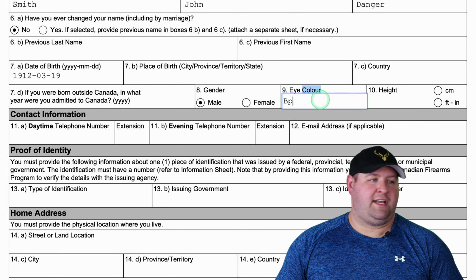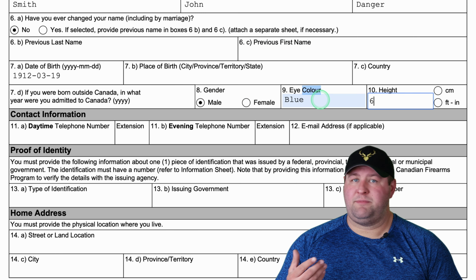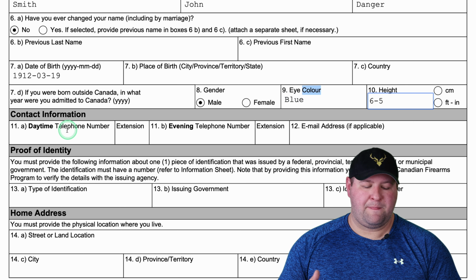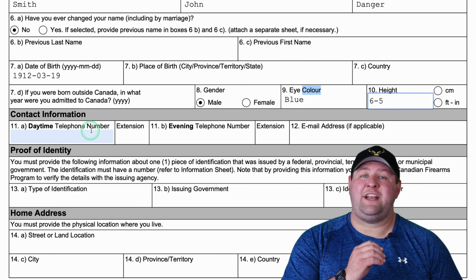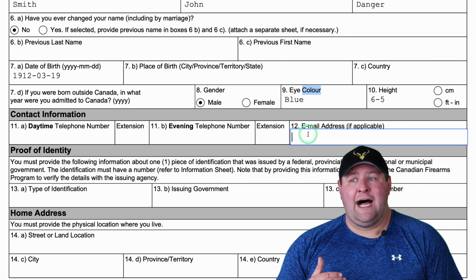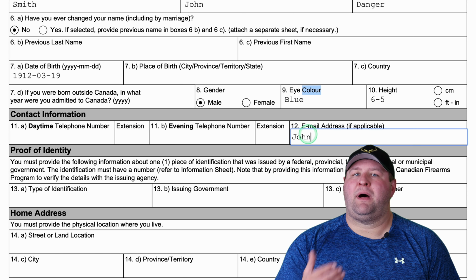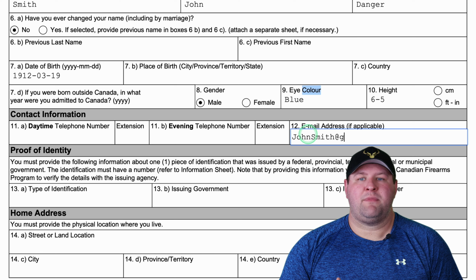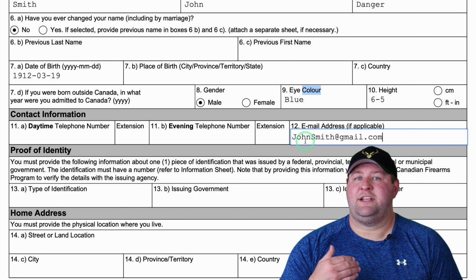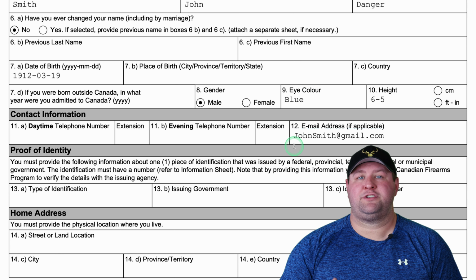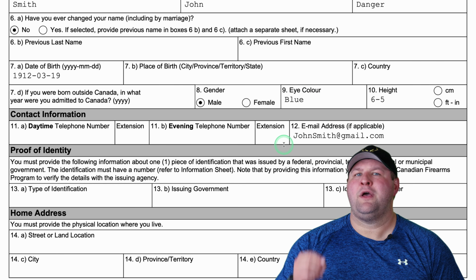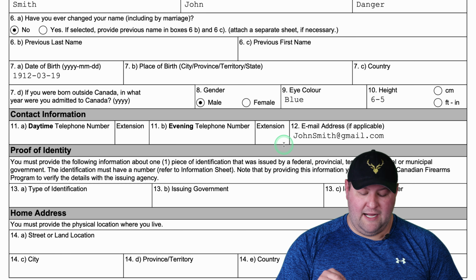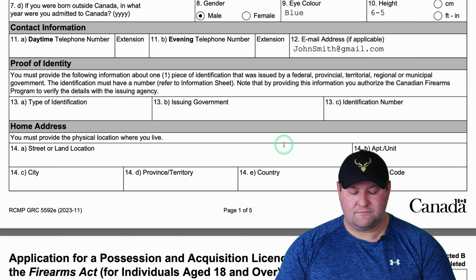Contact information, put your daytime phone number, could be your cell phone, could be your work phone number, then your evening telephone number, and then your email address. I strongly recommend writing your email address in here. So now when you buy a firearm, a non-restricted firearm, you have to provide an email address to the seller to initiate what's called an authorization to transfer. If you don't have that email on file, it gets very difficult. Make sure you have your email address on the form.